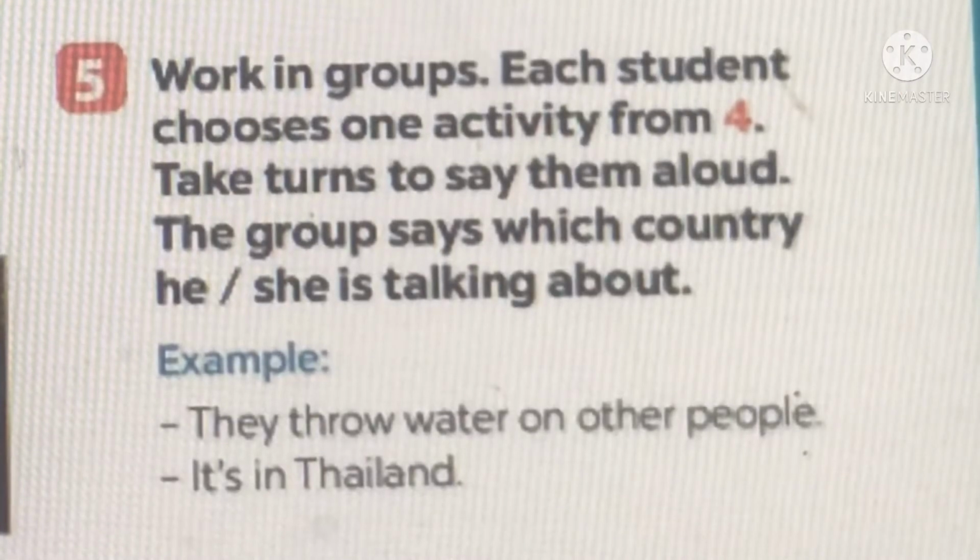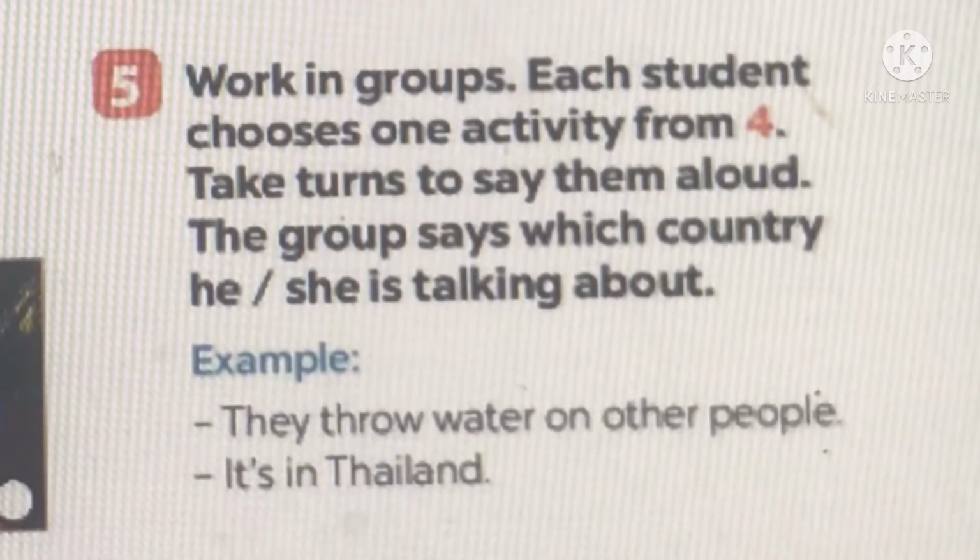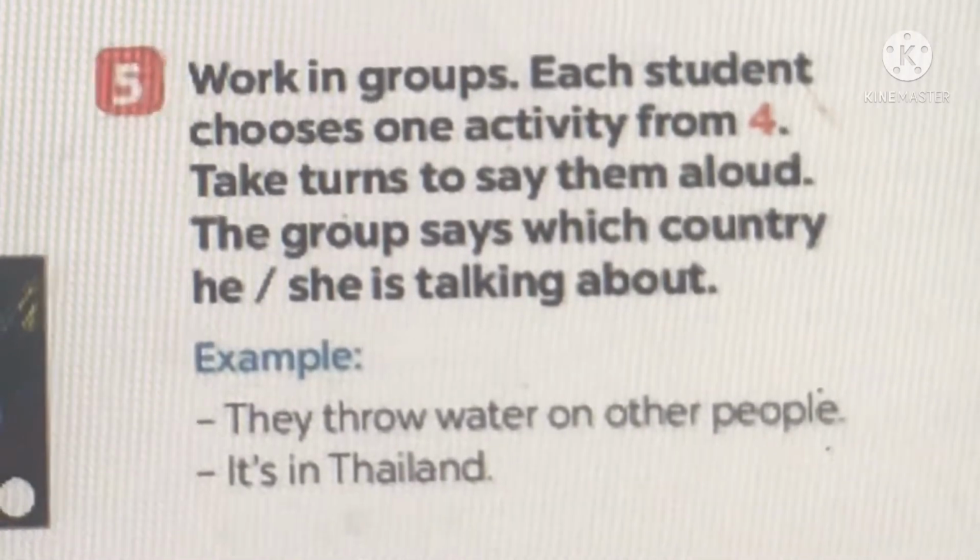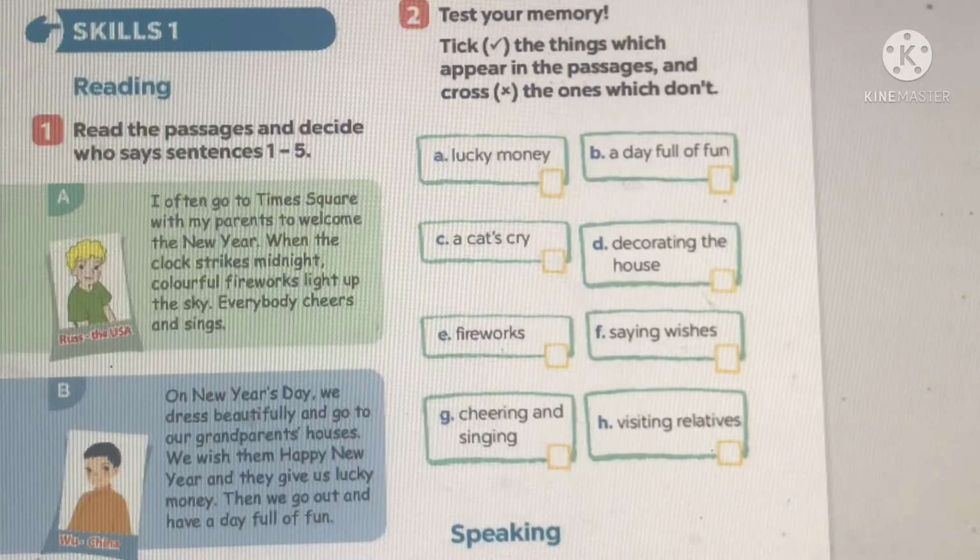Now, this time, work in groups. Each student chooses one activity from 4 and takes turns to say them aloud. The group says which country he or she is talking about. For example, they throw water on other people. It's in Thailand. Now, we come to the reading comprehension.